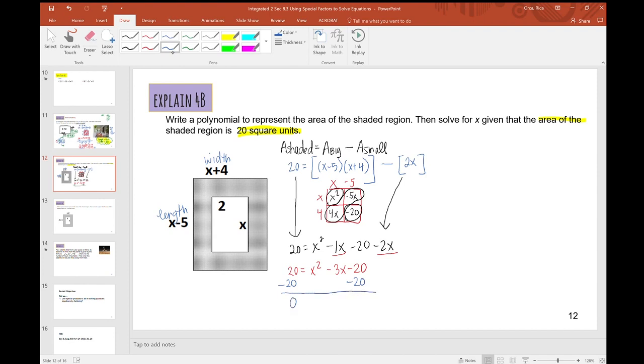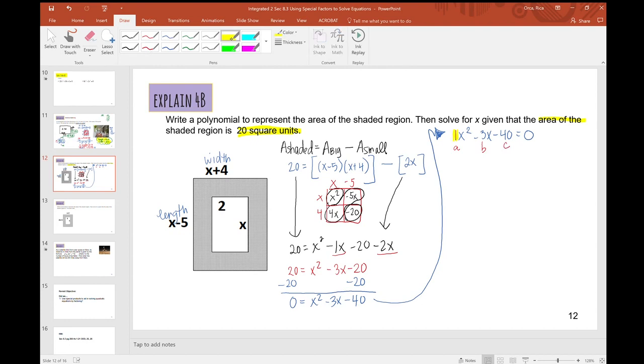That's going to give us 0 is equal to x squared minus 3x. Negative 20 minus 20 is negative 40. So since I'm running out of space, I'll go ahead and continue my work here, and I'll rewrite it. X squared minus 3x minus 40 equals 0. So now that we have this quadratic equation, let's go ahead and solve for x. So a is 1, b is negative 3, c is negative 40.